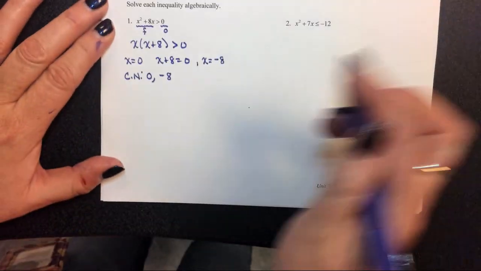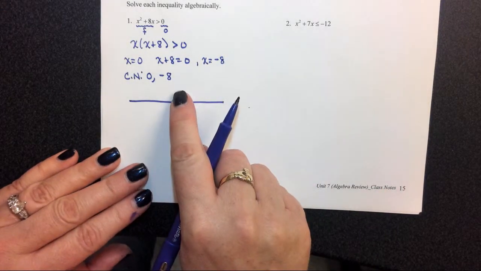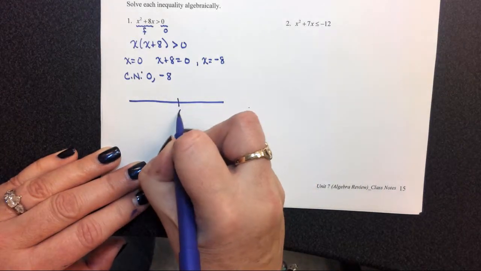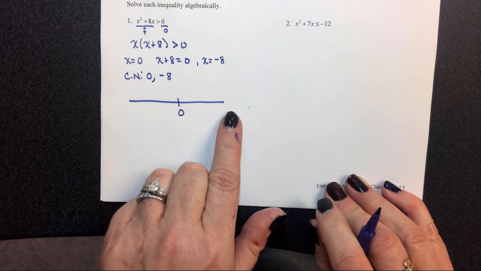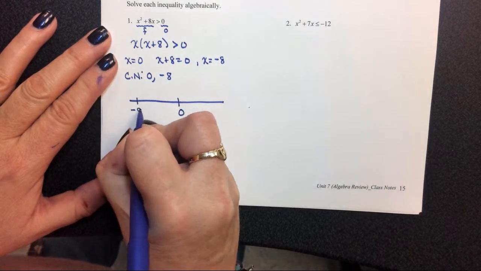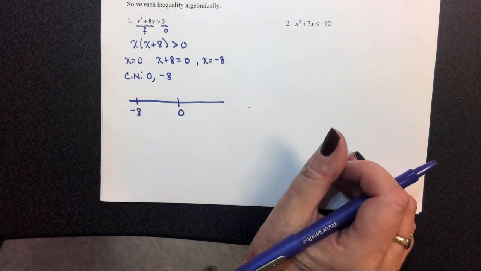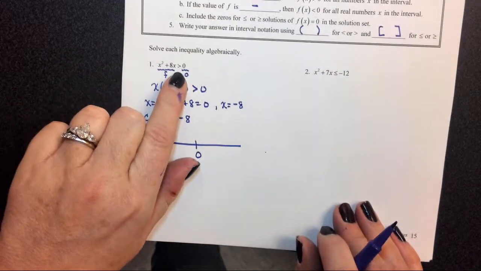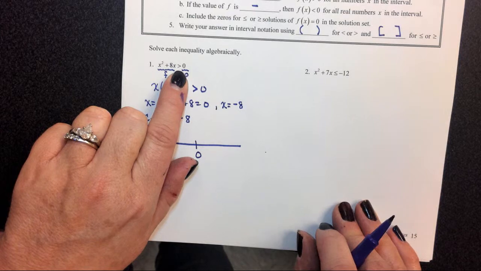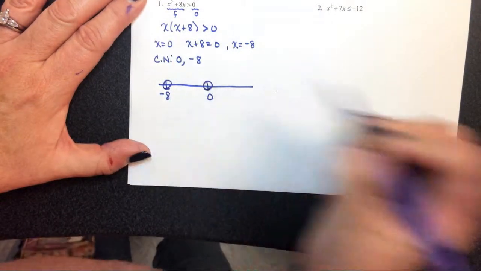Now I'm going to do a number line. I'm going to plot my critical numbers on the real number line. So here's 0. So where would negative 8 be? To the right of 0 or to the left of 0? To the left. Now, this is where you need to decide on your number line, are we going to put an open or a closed circle? Look at your inequality. This is just greater than 0. So can it be equal to 0? No. So instead of doing a closed circle on the number line, I'm going to put open circles.